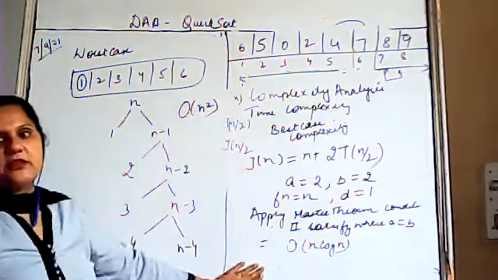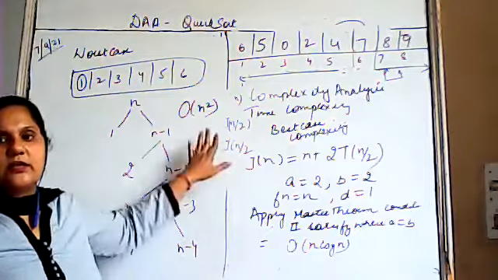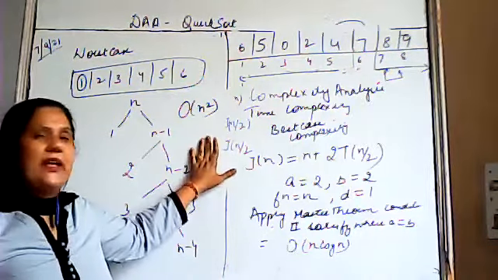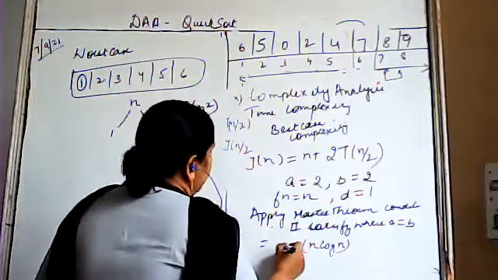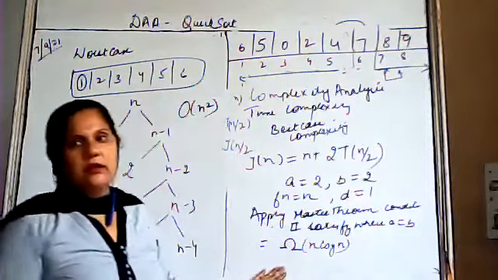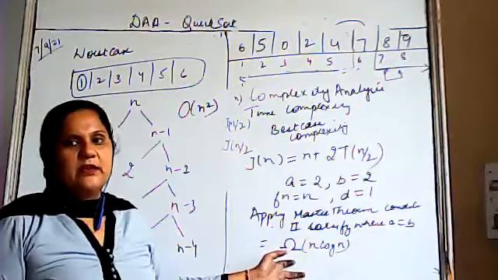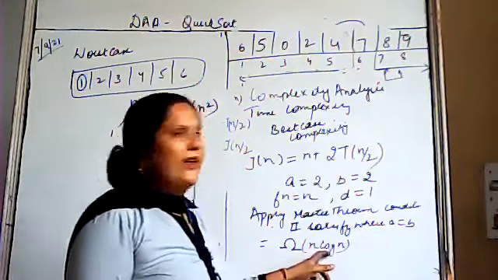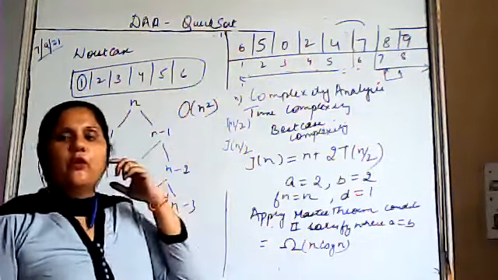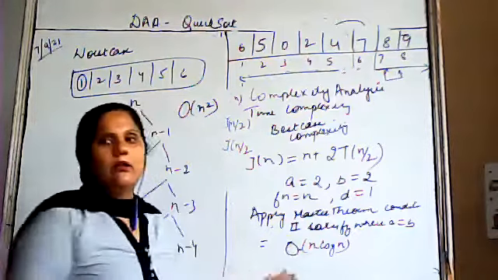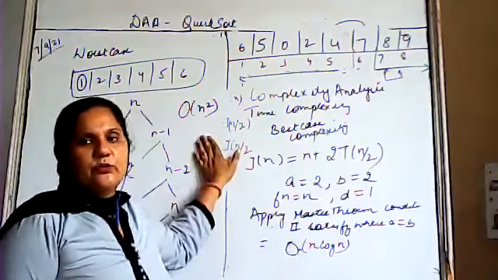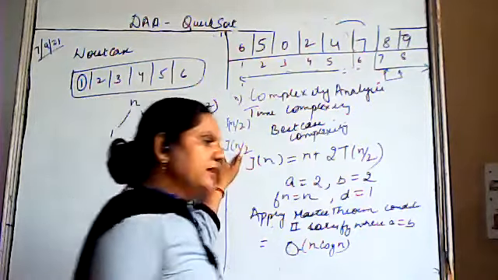That means your best case complexity is n log n and worst case complexity is big O of n square. You may write it as big omega, because big omega is the best case complexity. So it is big omega of n log n, and here it is O of n square, or we can also write it as O of n log n. There is no problem. And O of n square is your worst case complexity for this.